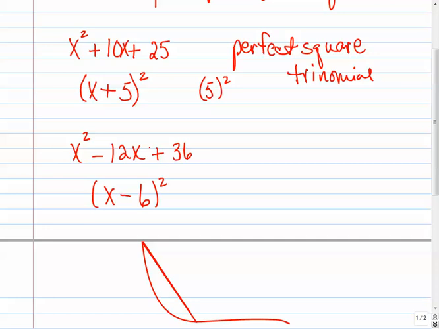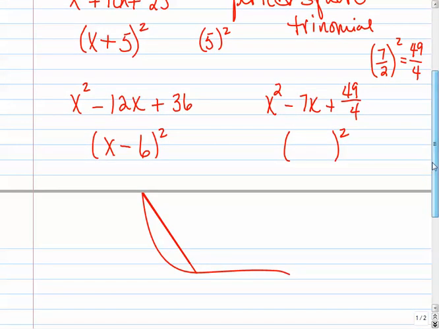Now, 10 and 12 are both even numbers, so it's easy to take half of 10 and half of 12. Let's look at one with an odd number. Let's say we have x squared minus 7x, and I want to add a number here to get a perfect square trinomial so that it will factor into a binomial square. This time I've got an odd number, so I have to take half of 7. That just means dividing it by 2, and it's better to leave it in fraction form, because we want to square 7 halves. When you square a fraction, you square the numerator, 7 squared is 49, and you square the denominator, 2 squared is 4. So the number I'm adding is 49 over 4.